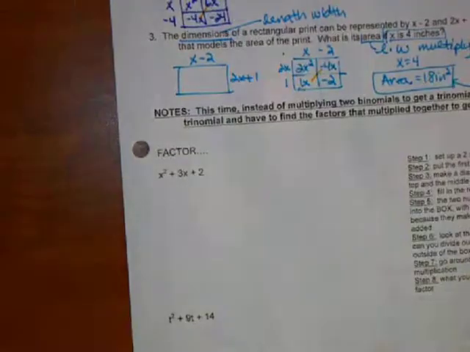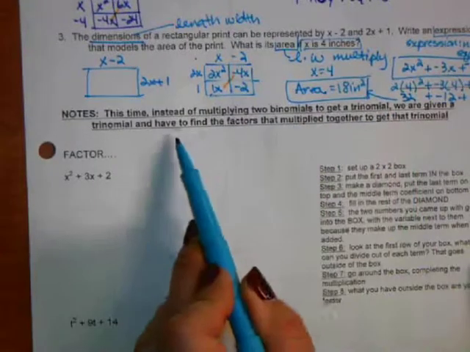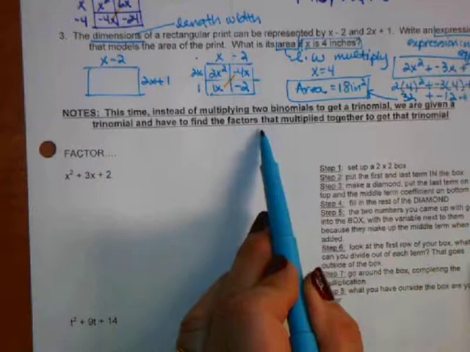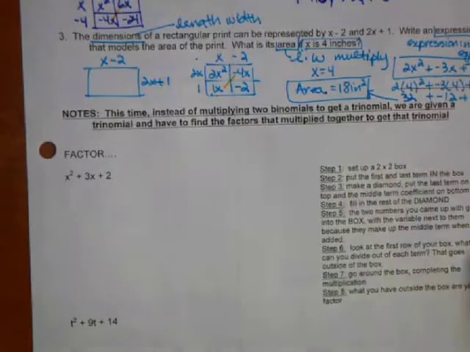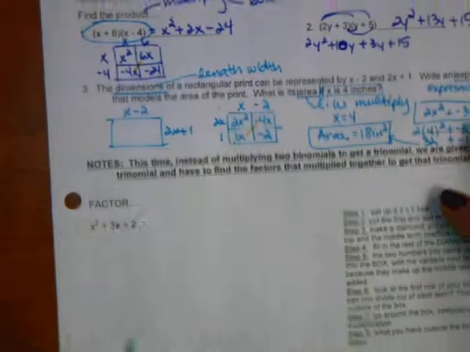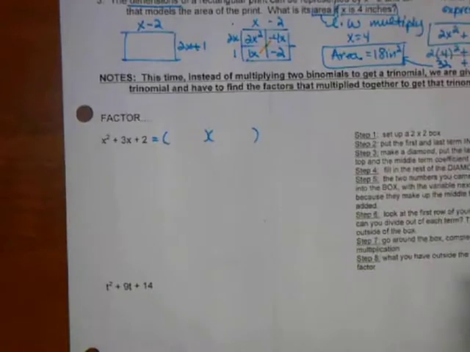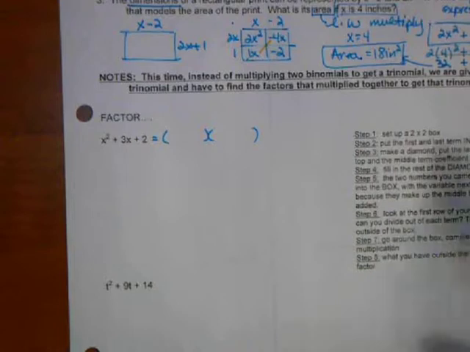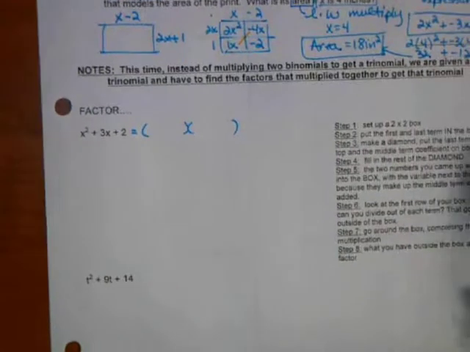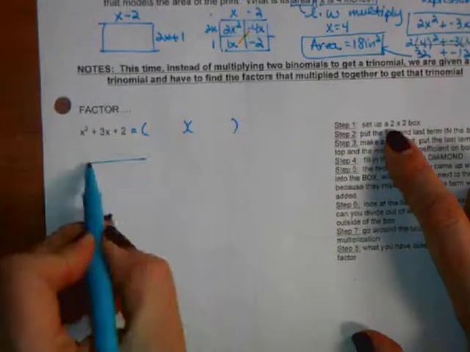It's not too bad. This time, instead of multiplying two binomials to get a trinomial, we are given a trinomial and have to find the factors that multiply together to get that trinomial. So we're looking for these now. So I'm going to find out what we fill that with. That's what I'm going to find out. Okay? All right. I'm a step follower. You may not be, but I am, and I wrote them out if you need it. Maybe you don't. It looks like a whole lot of steps, but it really gets pretty quick once you get used to it. So the first thing you do is set up a 2x2 box.